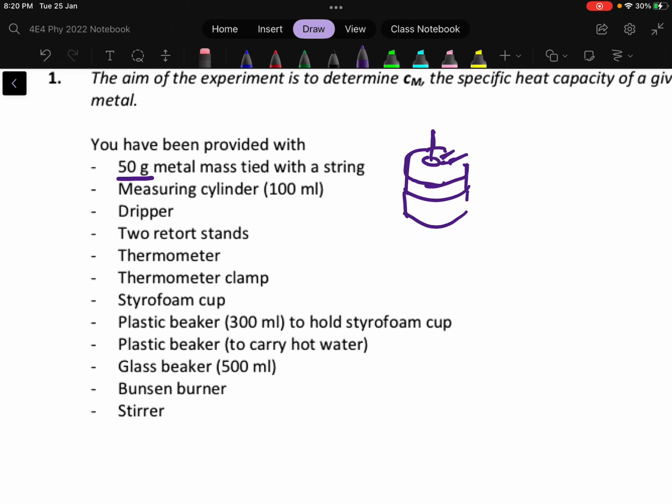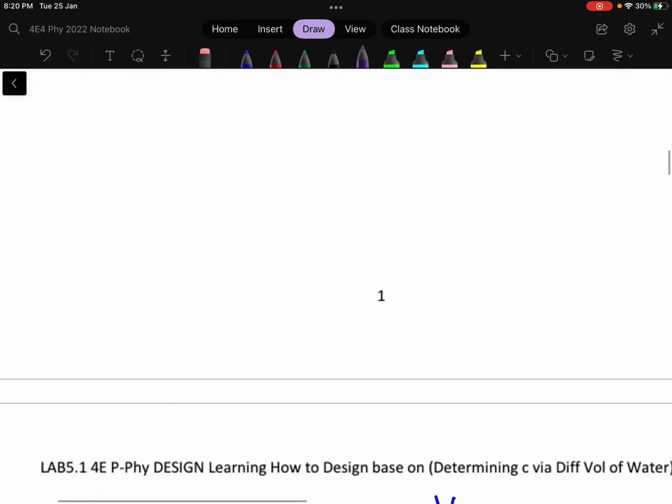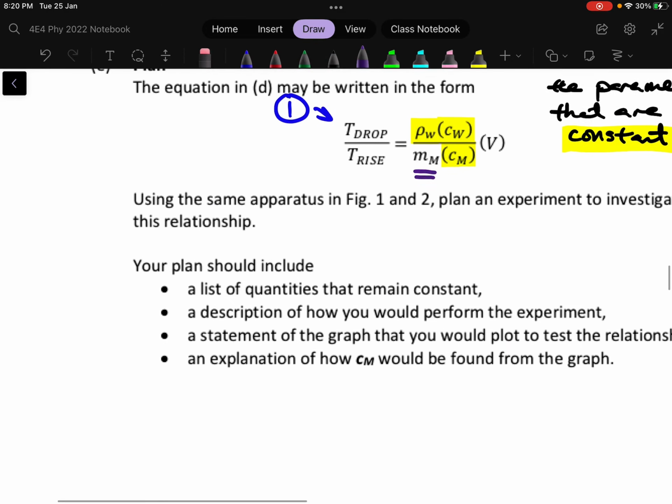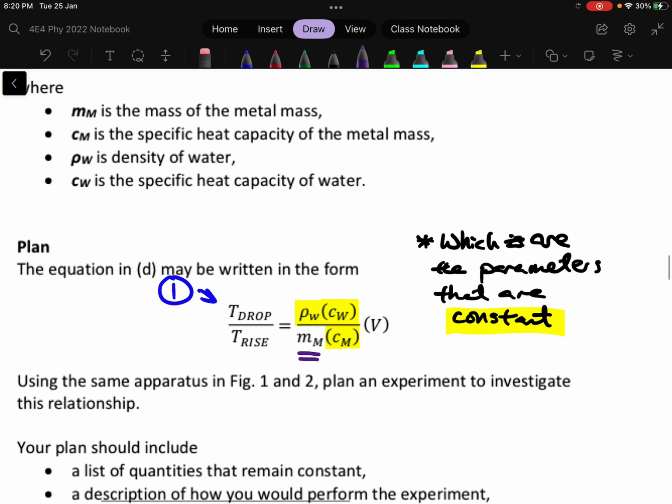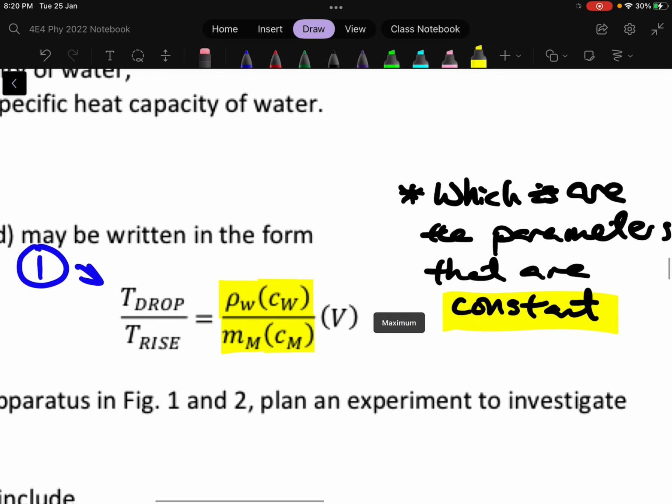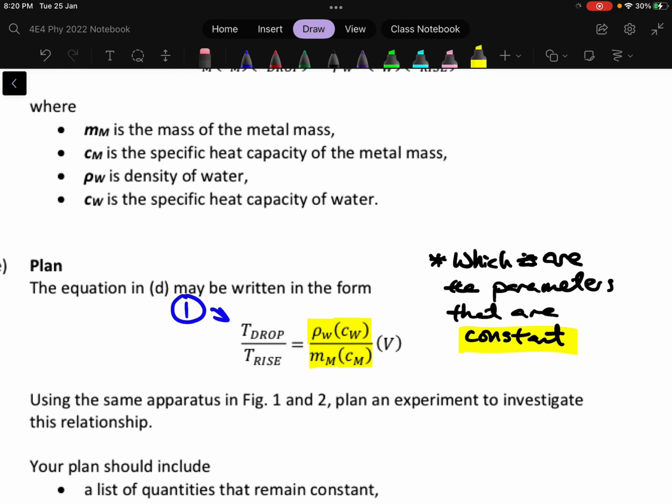If you give me 5, I can maybe tie them together, then I will get 100 gram. And if I got one more, then I will be able to get 150 gram in total. But if you are just giving me one, then the mass of my metal piece is also going to be fixed. I can't change that, right? So this means that the only thing I can change is the volume of water, which is V, right?